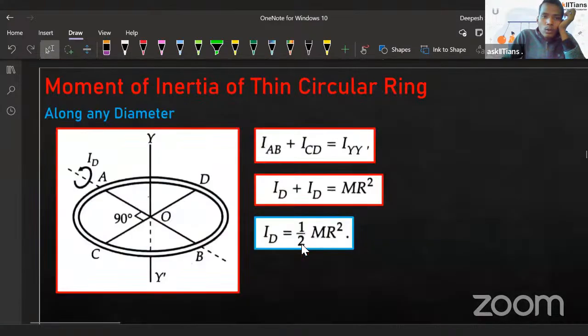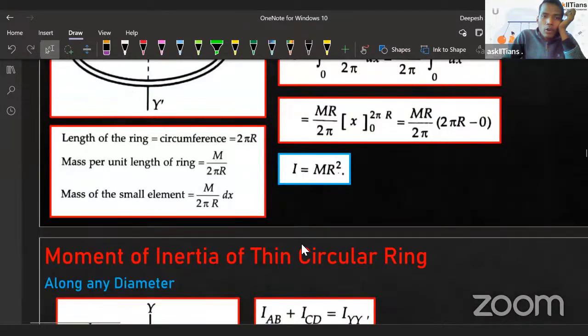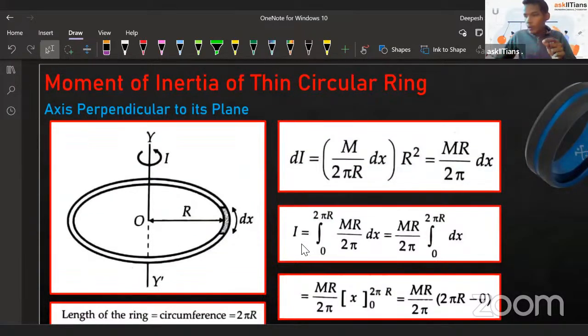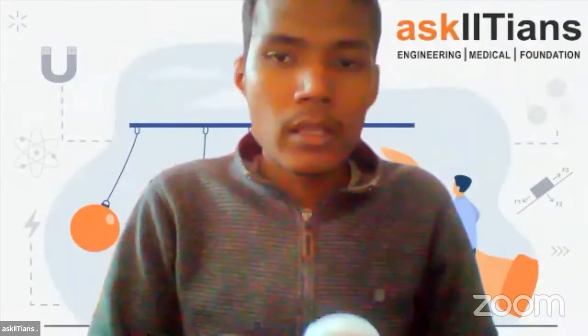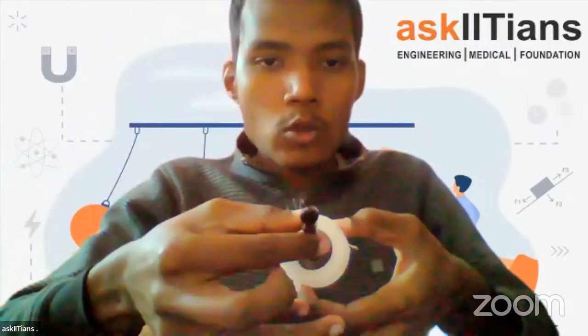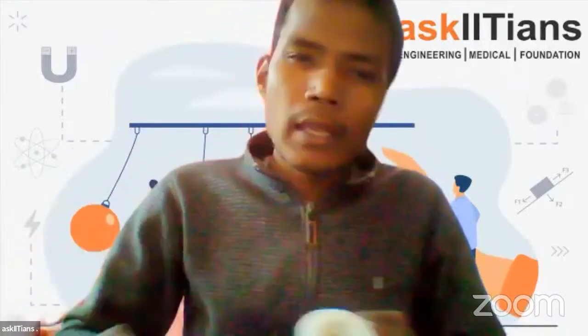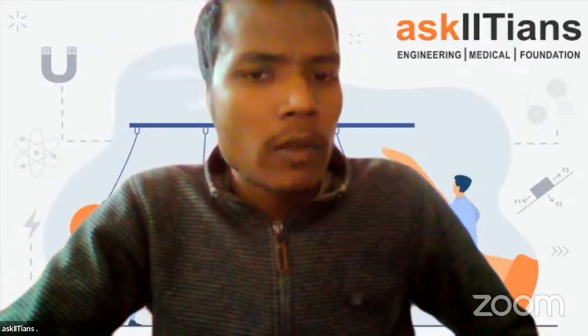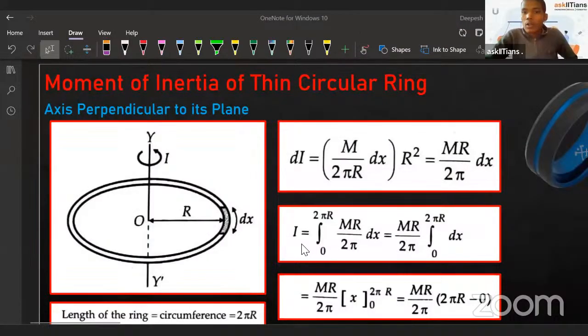Now we can use it in a different way. Let's say we have already calculated for a ring with an axis perpendicular to its surface. What does that mean? Imagine this is a ring, and an axis perpendicular to it like this. We have already calculated the moment of inertia as mr square. You might think this is not different at all, it is the same formula we learned for the moment of inertia. It is not different, but now it's going to change.